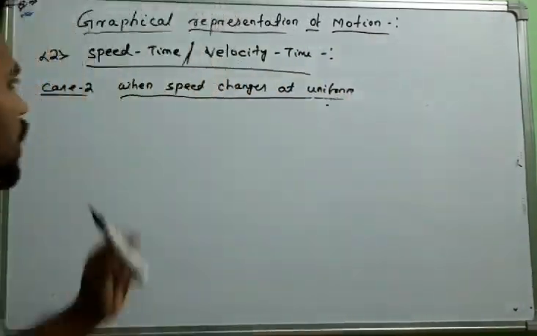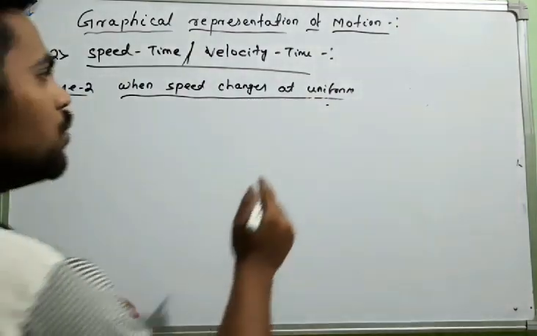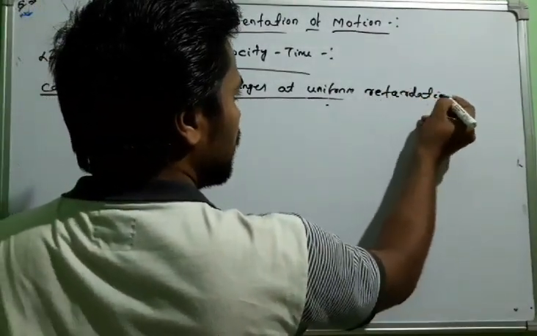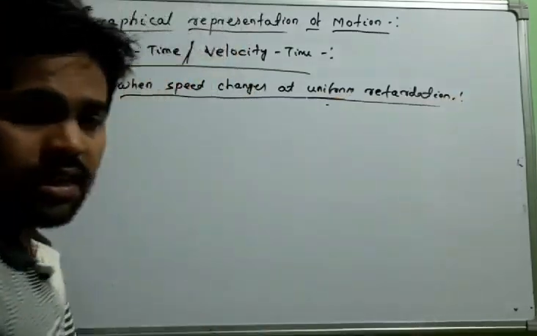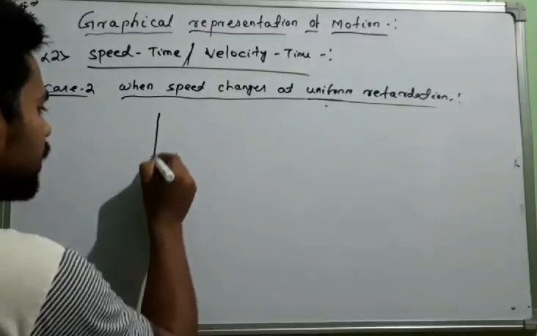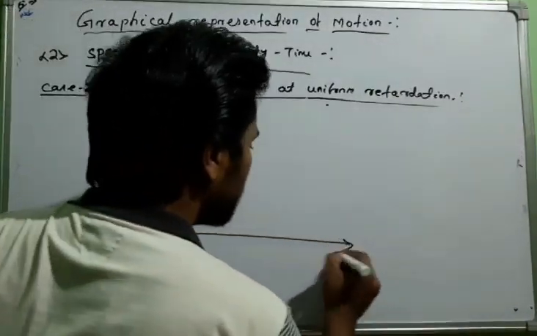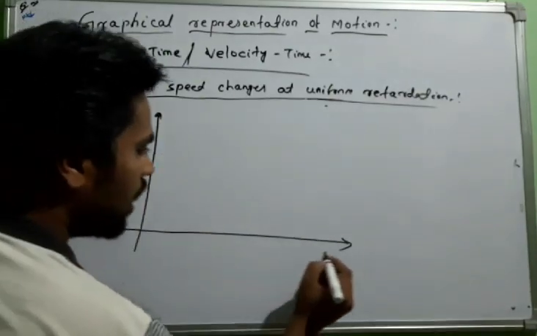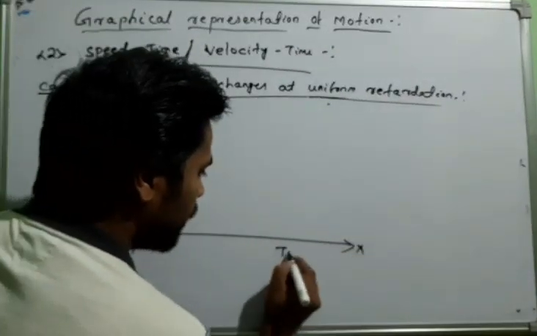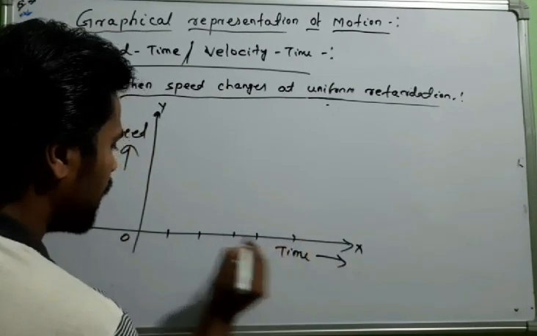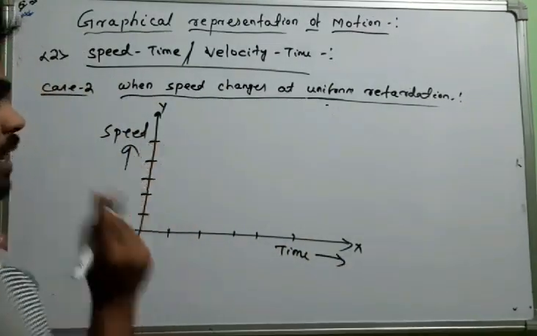Now write down when speed changes at uniform retardation. Retardation means negative acceleration. Now I will make the graph here: speed versus time. Speed is on the y-axis, and time is on the x-axis. This is the origin. This is 1, 2, 3, 4, 5 like this.